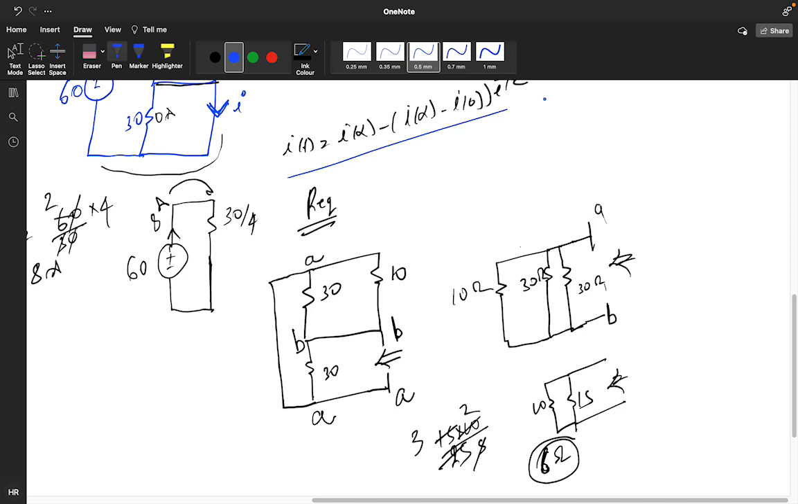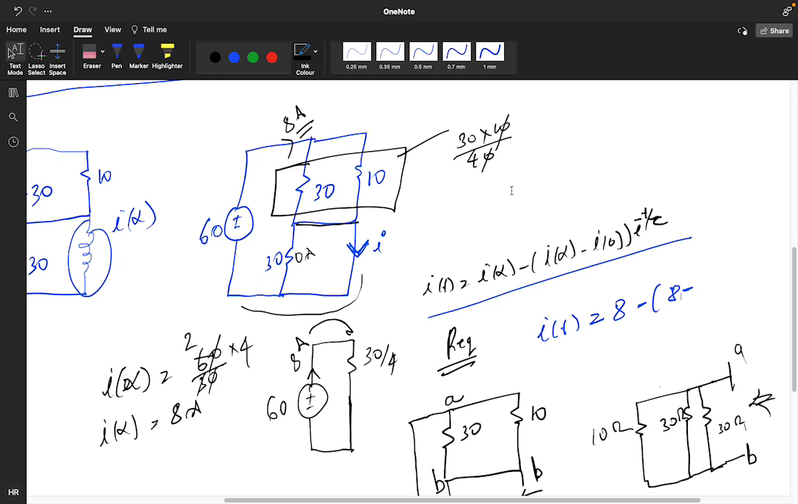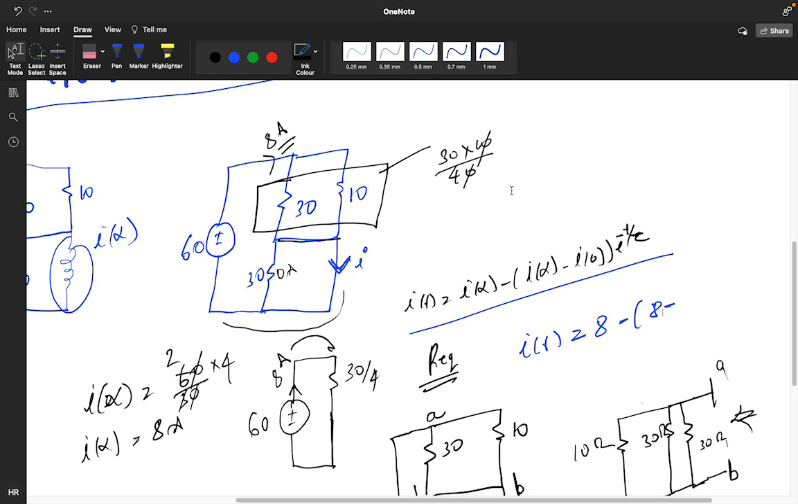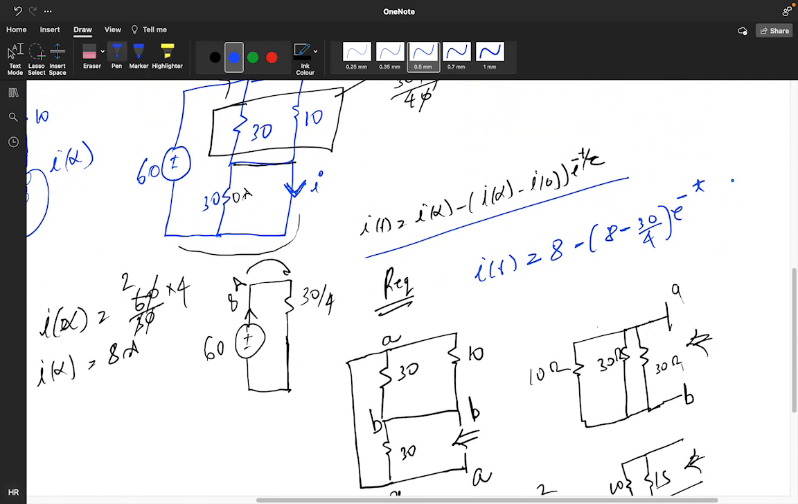If you substitute in this particular equation, what will you get? I of t is I of infinity, which I got as 8 ampere, minus 8 ampere, and I of 0, what did I get? I of 0, I got 30 by 4, 30 by 4 e power minus t by tau.